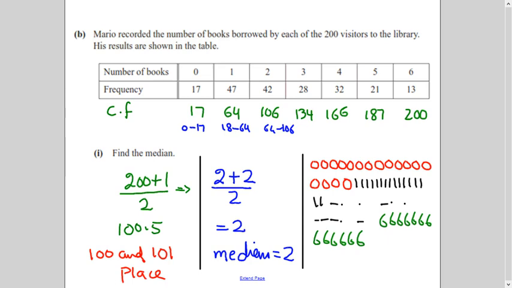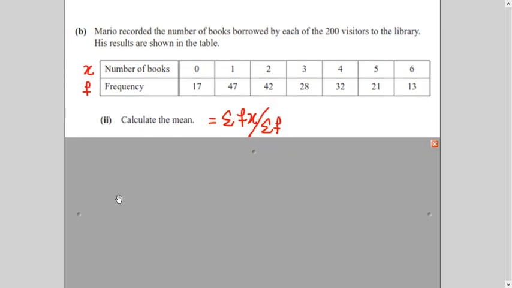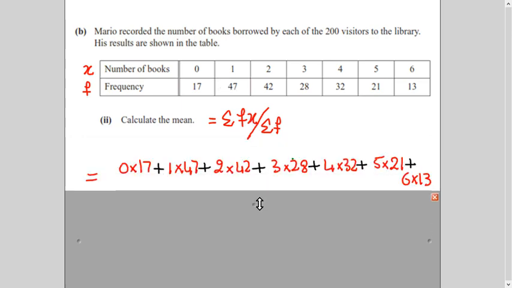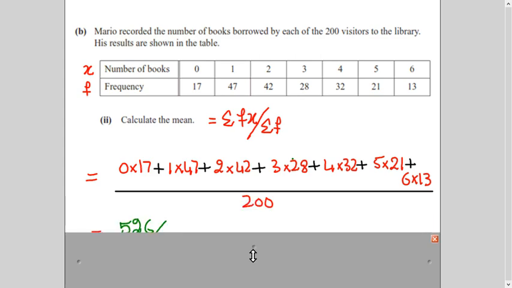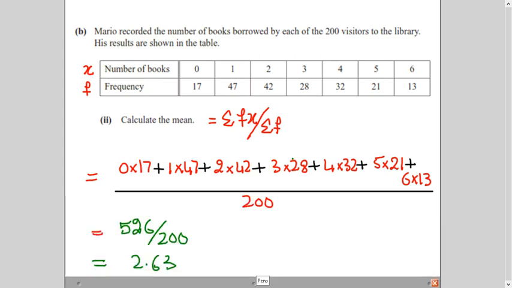So the second part of the same question is saying calculate the mean. We know the formula for the mean, sigma fx over sigma f, which means 17 multiplied by 0 plus 47 multiplied by 1, and so on, and then divided by sigma f. Sigma f means the sum of all these frequencies, which is actually 200. We know it already. And you will get your mean.